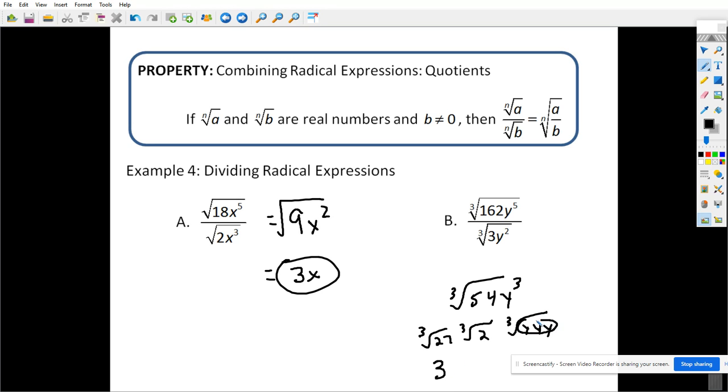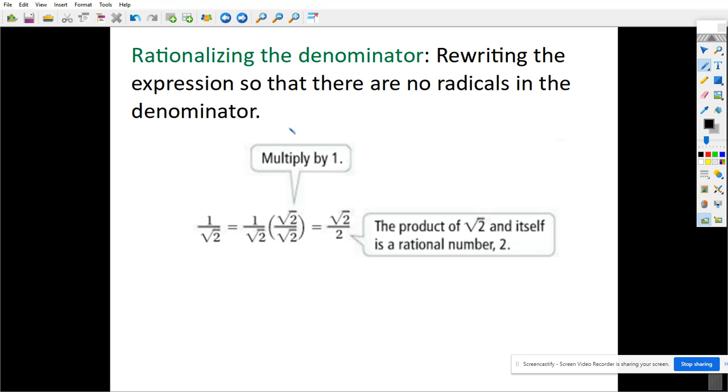How many y's can I take out? The index tells me I need groups of 3, so I can take 1 out, and I'm left with the cube root of 2. So that's how that simplifies when you're dividing. So again, same index, you just simply divide and then simplify.